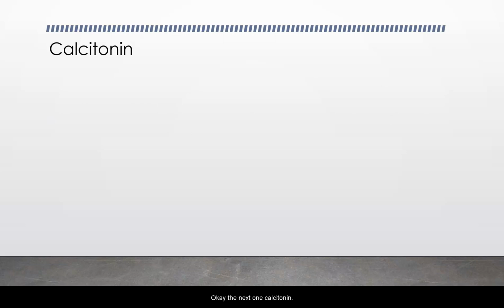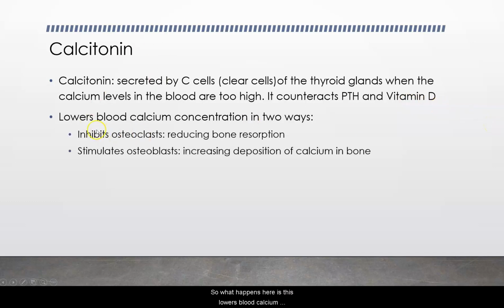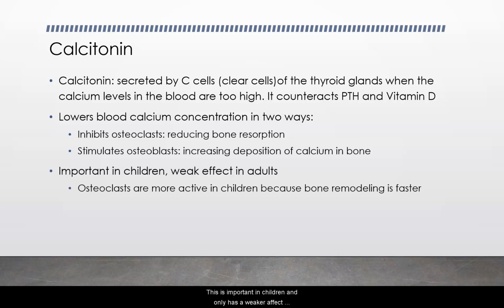Okay, the next one, calcitonin. Calcitonin is secreted by C cells, or clear cells, of the thyroid gland when calcium levels in the blood are too high. This counteracts parathyroid hormone and vitamin D, what we just talked about. So this lowers blood calcium concentration in two ways: by inhibiting osteoclasts, which means it will reduce bone resorption of calcium, and it stimulates osteoblasts to increase deposition of calcium in the bone, take it out of the blood. This is important in children and only has a weaker effect in adults.